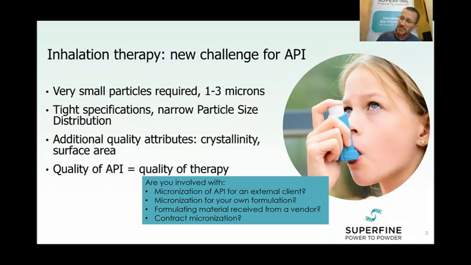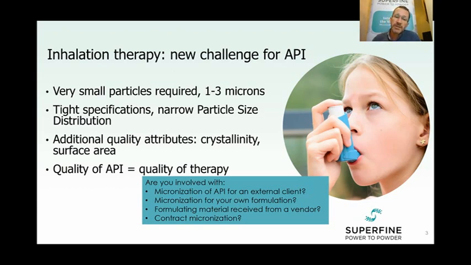What you will see in the specifications for these products, first of all, very small particles with very narrow distribution, and usually the D50 will be between 1 and 3 microns, which is extremely small. The specification will be very tight. You will see crazy specifications like from 1.2 to 2.6 microns, and you will ask yourself, how did they get to this specification?